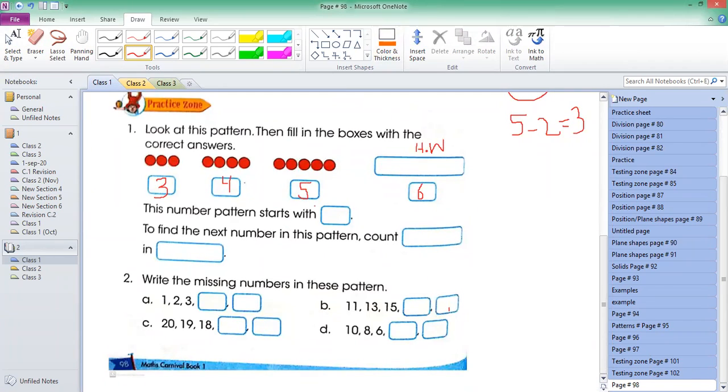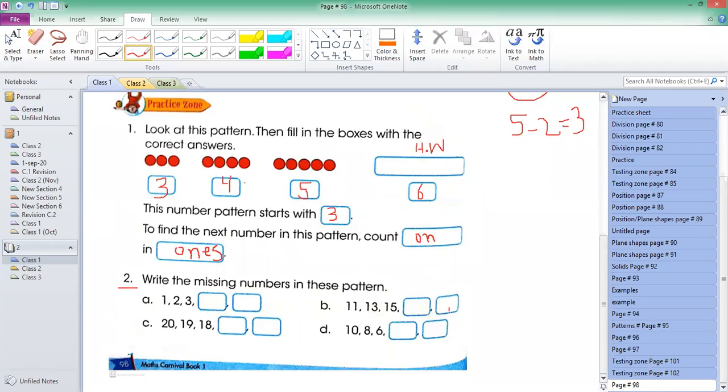This number pattern starts with 3. To find out the next number in this pattern, what are we doing, guys? We are counting in ones. So we will write it is count on in ones. We are counting on in ones.